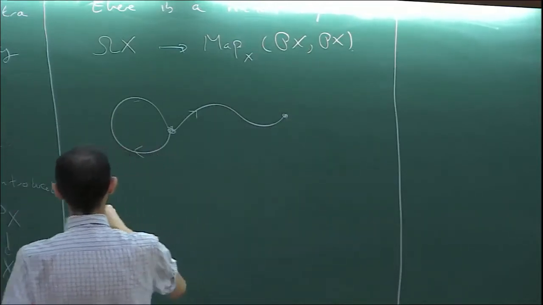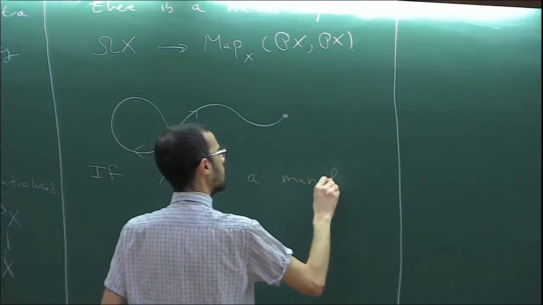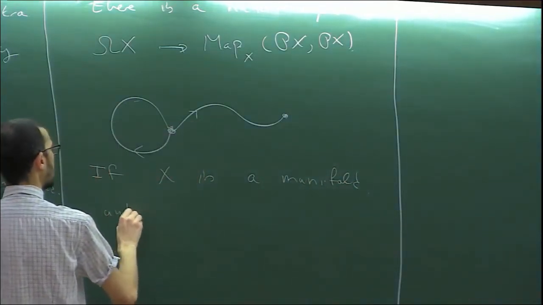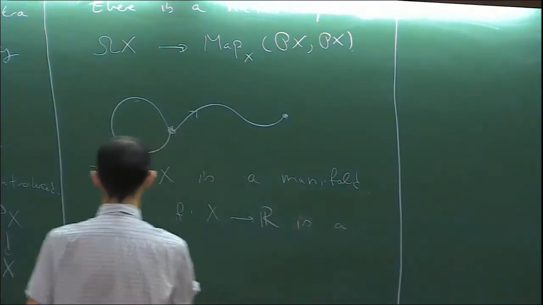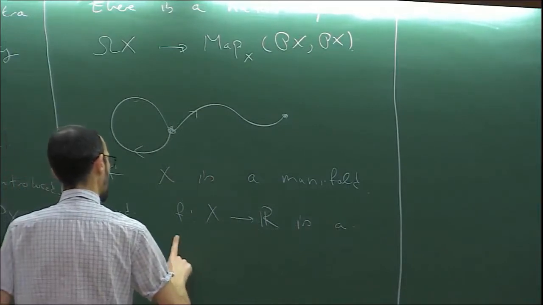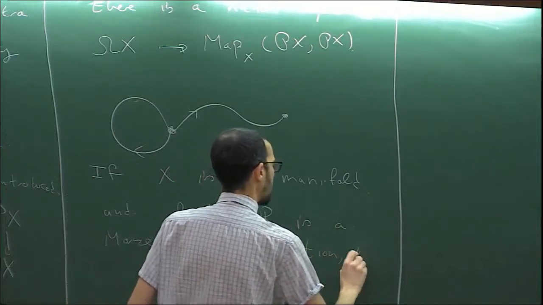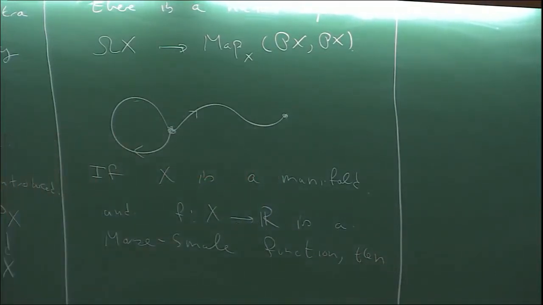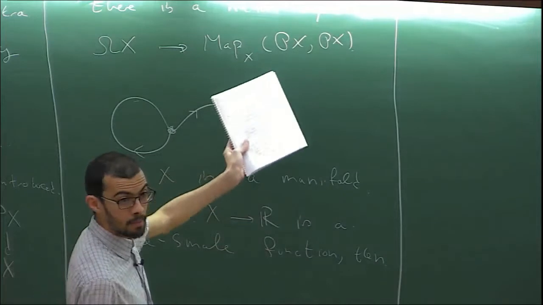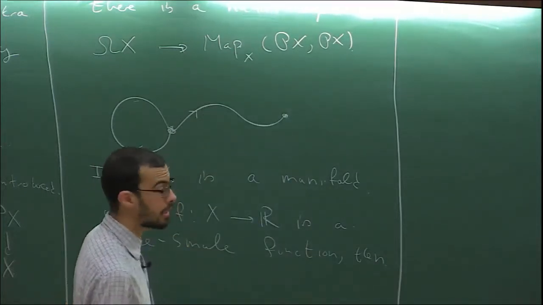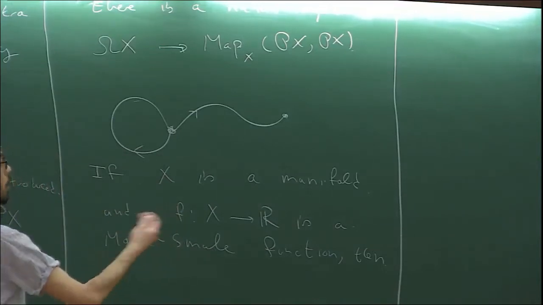So now, if X is a manifold, and f from X to R is a Morse-Smale function, then what I introduced last time is some kind of Morse theoretic model for not this map space, but the corresponding thing in spectra. So, okay, how did I do this?